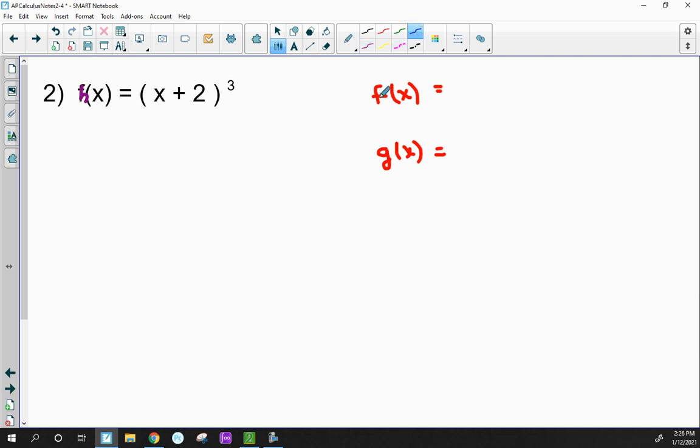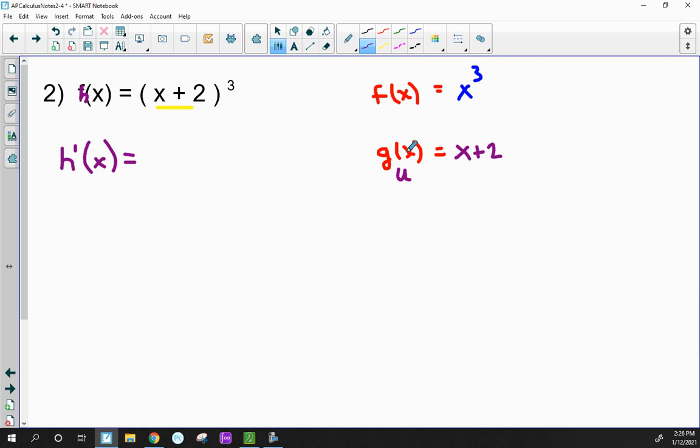So the outside is going to be something cubed. And the inside is what's inside these parentheses. That's the g function, and that's x plus 2. And again, remember our textbook sometimes uses the u to stand for the inside function. If we are trying to find the derivative of h of x, this is a chain rule problem because there's two functions going on.